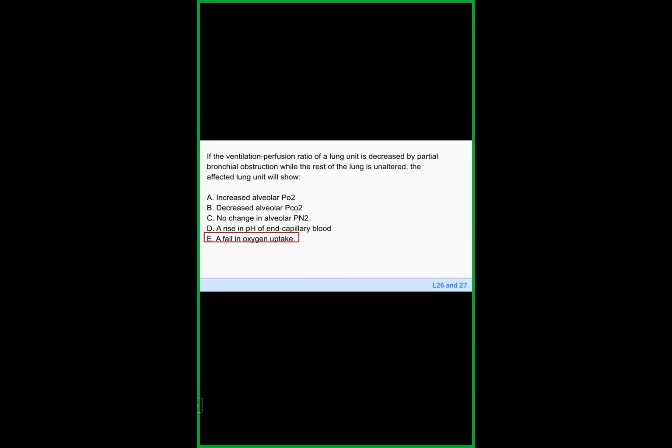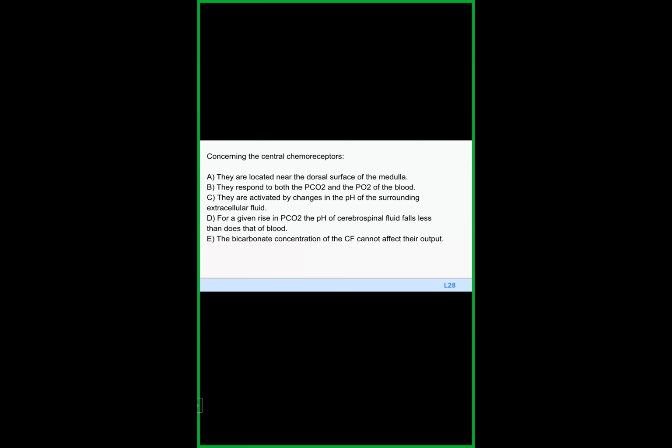All right, that's great. Moving on to the next question. Okay, great. We're on to the last part. This is the second to last question. Concerning the central chemoreceptors, what is the answer choice? Okay, we got a C.